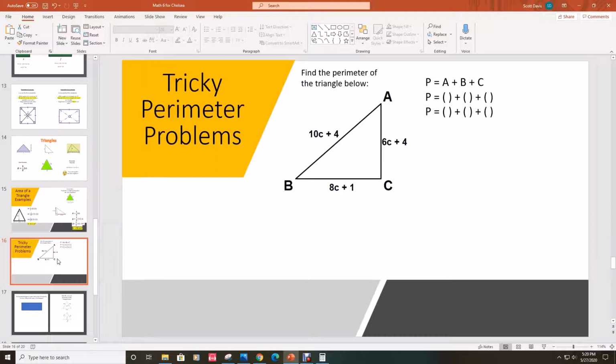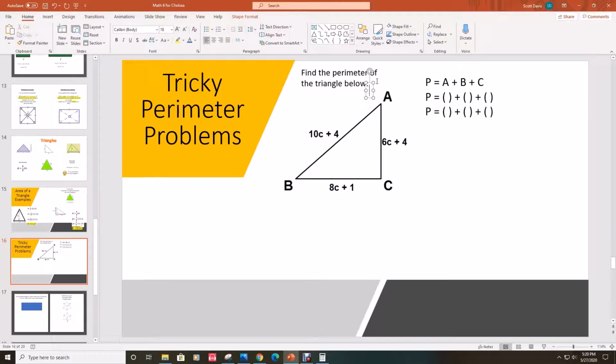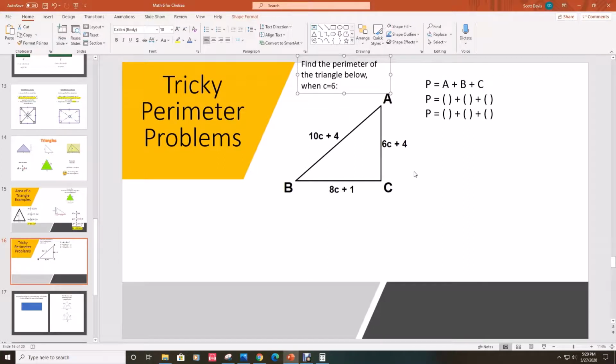Now, if they don't give you anything for C, if they didn't say, sometimes a problem might say something like this. Find the perimeter of the triangle below. Oh, let me undo what I was trying to do there. Delete. Get out of here. I don't want you. Go away. Find the perimeter of the triangle below when C equals 6. Okay. Maybe they'll make it look like that, when C equals 6. And then you'd have to plug 6 in every time you see C.